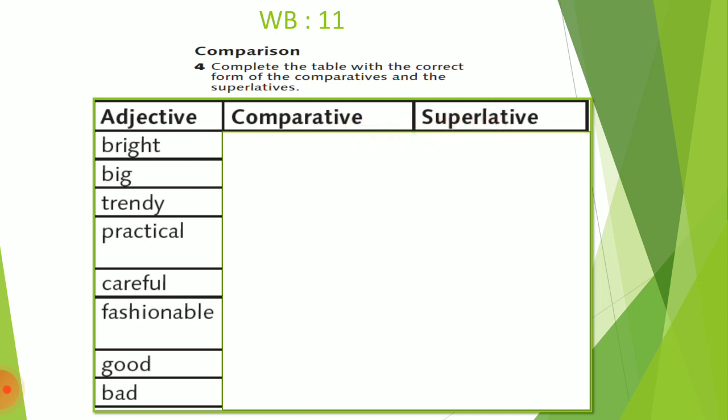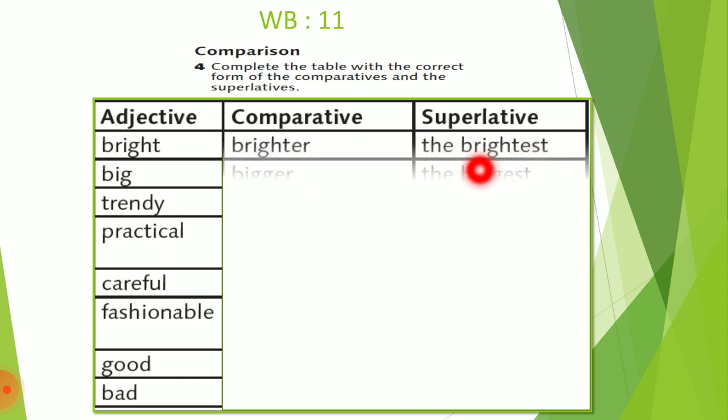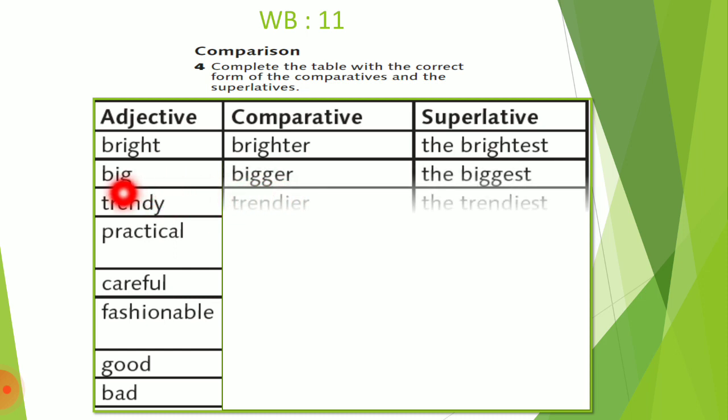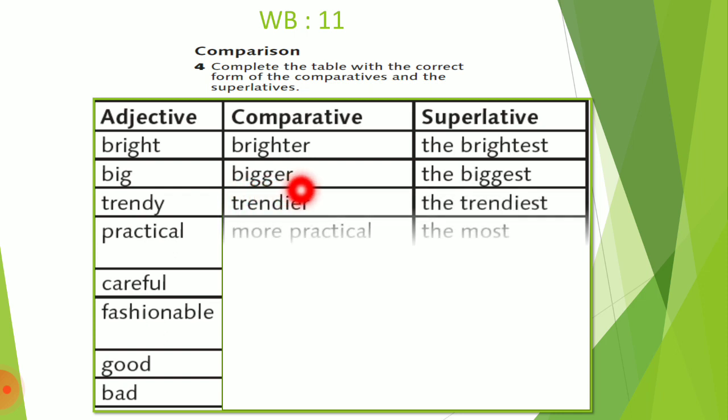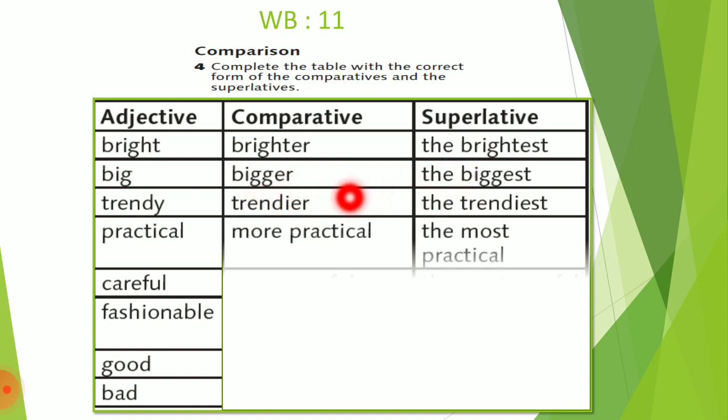Let's start with them. Now we have the word bright. Bright has one syllable, so it becomes brighter than and the brightest. We have big, which also has one syllable. Remember the rule of big: we have to double the last letter G. And because it is a short adjective, it is bigger and the biggest.